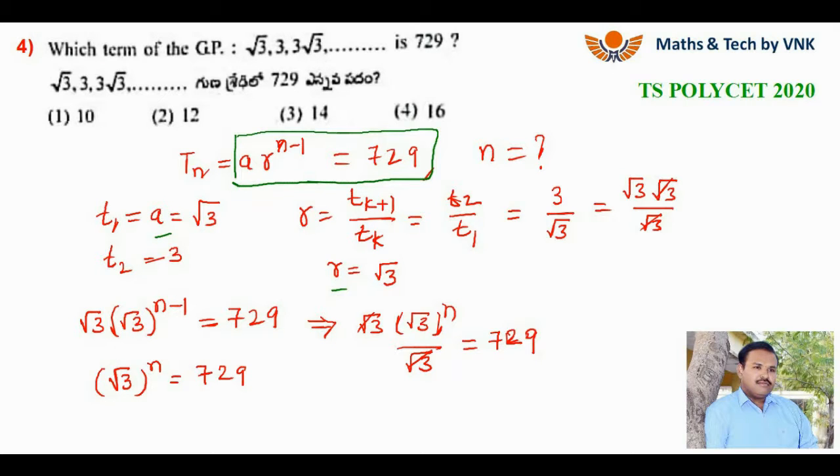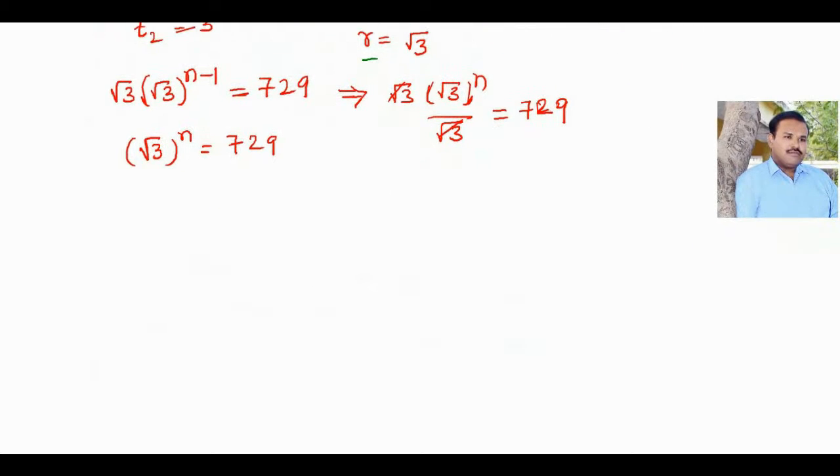Root 3 is nothing but 3 to the power of 1 by 2. So (3 to the power of 1 by 2) whole to the power of n is equal to 729. So 3 to the power of n by 2 is equal to 729. Now find the factors of 729 in terms of 3.